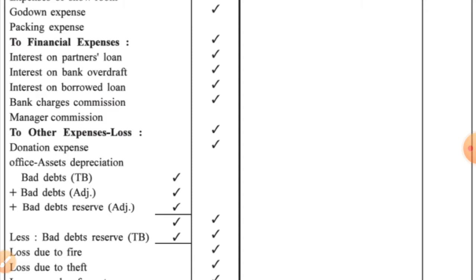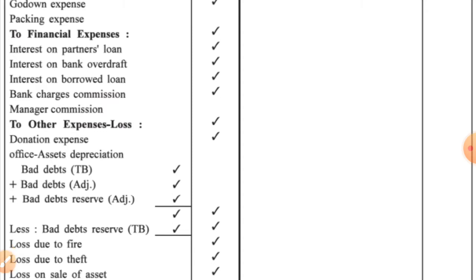Again repeating, you have to apply this format each and every time in almost all the sums in practical questions. So again revising this format: bad debts of trial balance plus bad debts of adjustment plus bad debt reserve of adjustment, total of it, subtract from it bad debt reserve of trial balance. Whatever the difference comes, you will write in the outer column.